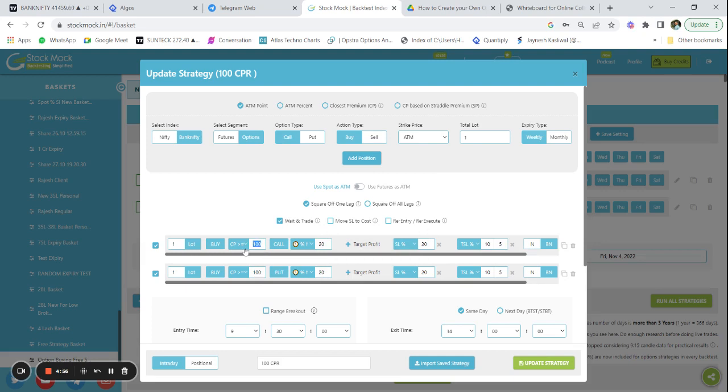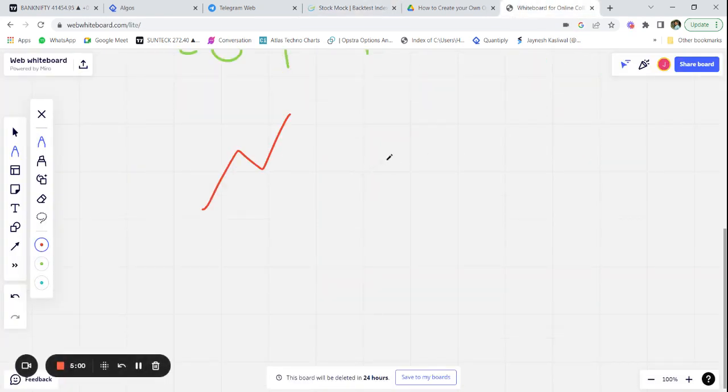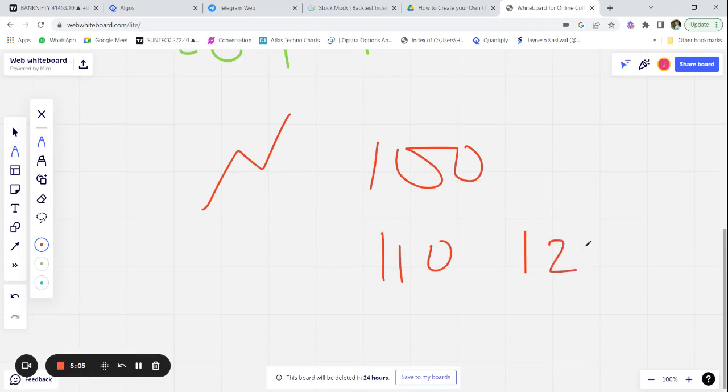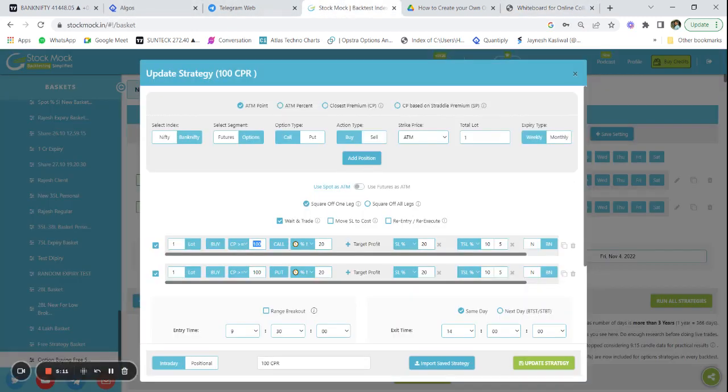Now this is closest premium is greater than 100 rupees. So it could be the premium that is immediately above 100, it could be 110, it could be 120, or it could be 130, whatever, depends upon that day basically. Now after that, we are waiting for the premiums to increase by 20%.